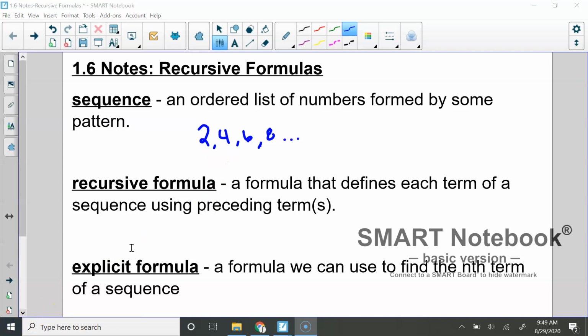A recursive formula is a formula that defines each term of a sequence using the preceding terms. So for example, in this really simple example I gave you, your rule each time is that you add 2 to the term before it, and that is going to give you the sequence that you have here. However, an explicit formula is a formula we can use to find the nth term of the sequence. So if I want to know the 7th term of the sequence, then I can have a formula where I just plug in 7 and it gives me the answer. We'll look at some examples here so you can see the difference in these types of formulas.